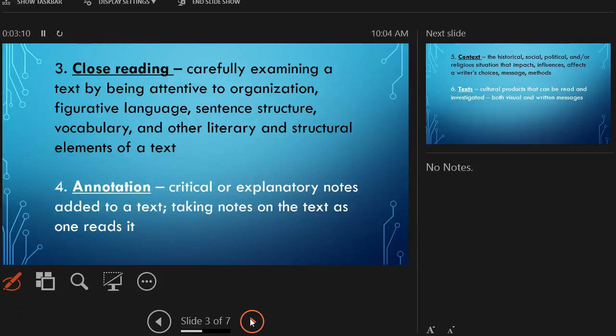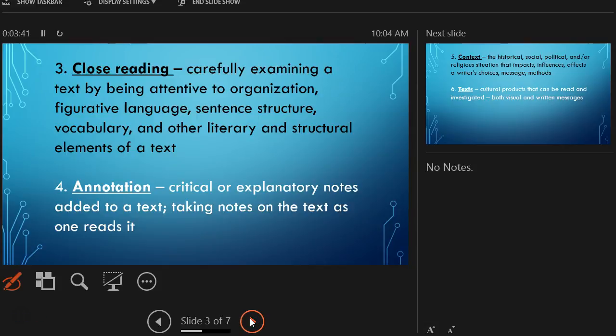Number 3 is close reading. That's what we've been engaging in all year so far too. Close reading is carefully examining a text by being attentive to organization, figurative language, sentence structure, vocabulary, and other literary and structural elements of a text. Now, when we do close reading, you're going to hear me say think small. You look at small passages. You look at individual sentences to see how the writer crafts his text.